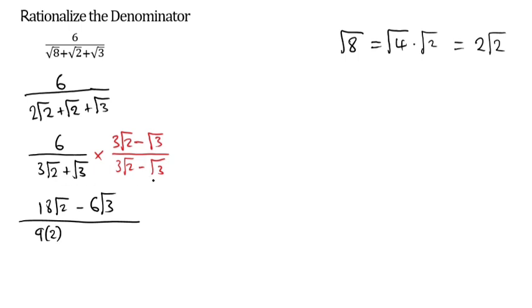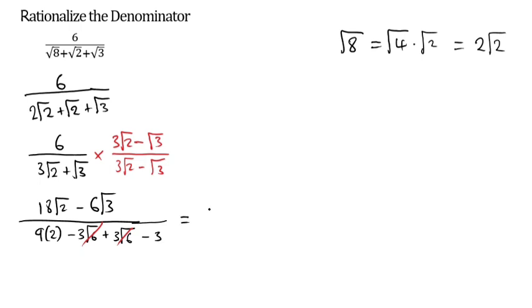3 root 2 times root 3 will give us 3 root 6. So root 3 times 3 root 2 will be a positive 3 root 6. And lastly, root 3 times root 3 will be a negative 3. So clearly, this and this will cancel out because they're the same with different signs.